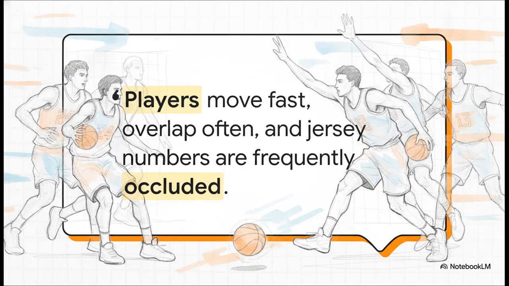But listen, before we start assembling our code, we absolutely have to acknowledge the nightmare that is basketball vision AI. Just picture the chaos of the court for a second. Players are moving incredibly fast. They overlap constantly. And those jersey numbers, they are tiny, blurred, and frequently hidden from view. Traditional tracking methods just completely fall apart in this environment.